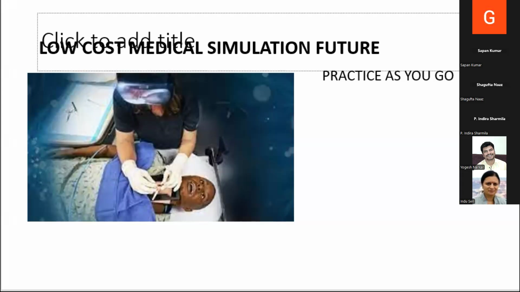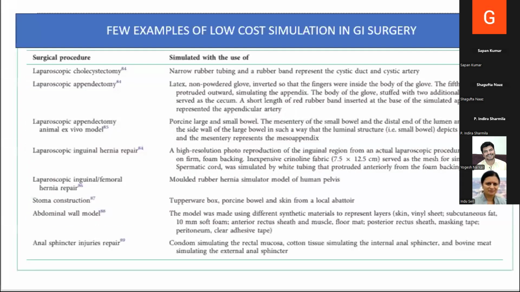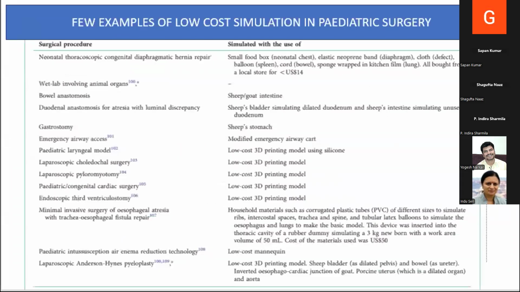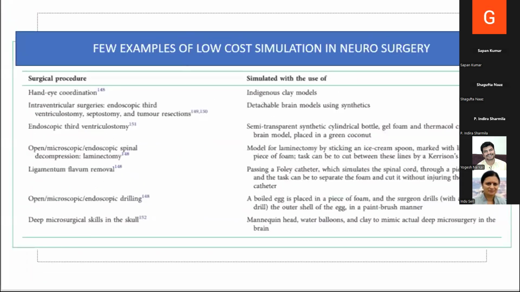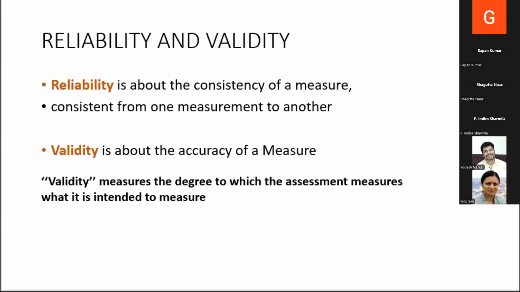And it should be that easily available and not just be confined to the simulation lab or a skill lab. So these are a couple of examples of low-cost simulation in various fields like GI surgery, pediatric surgery, plastic surgery, urology, neurosurgery, etc. Two more terminologies that I want to talk about are reliability and validity.